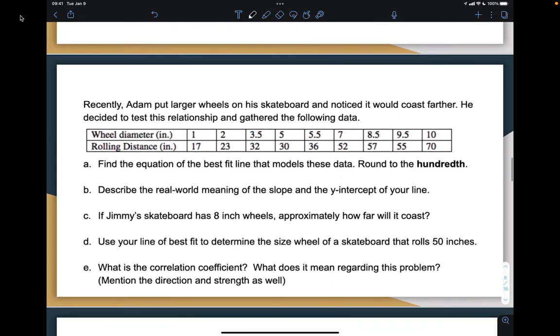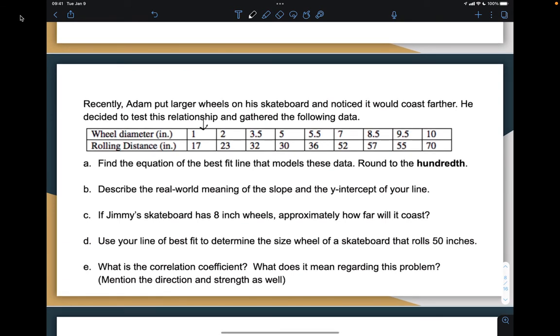All right, we are now going to look at this problem. We've done many of these types of problems. Recently, Adam put large wheels on his skateboard and noticed it would coast farther. He decided to test this relationship and gather the following data. Notice how he gathered the data of his wheel diameter in inches and his rolling distance in inches. So if we look at this first point, his wheel diameter was 1 inch and his rolling distance was 19. The next point, 2 inches and his rolling distance was 23 inches.